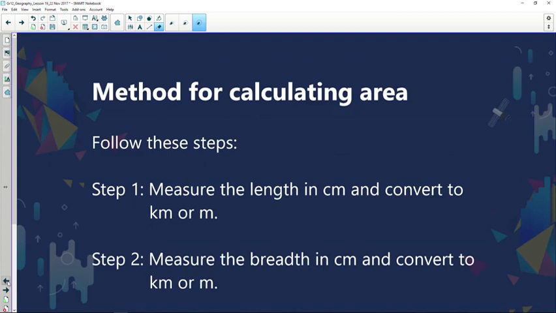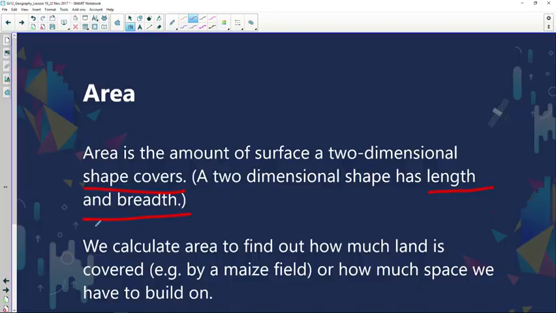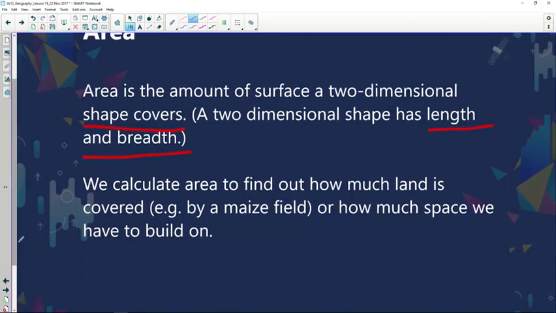Now, if we quickly look at area, area is the amount of surface a two-dimensional shape covers. You've done area before in mathematics, and the formula is the length times the breadth. How do we calculate it? We calculate it to find out how much land is covered. It can be because of crop farming, cultivated land such as maize farming, or to see what's been built on.